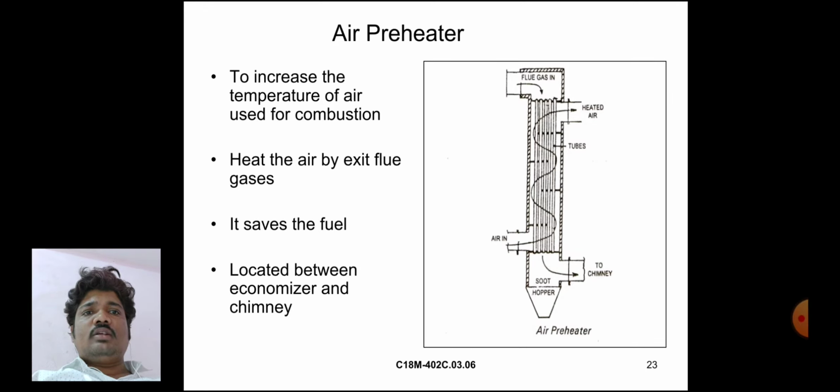The air preheater is located between the economizer and the chimney. It increases the temperature of air used for combustion, heating the air by the exit flue gases. It saves the fuel, and it is located between the economizer and the chimney.